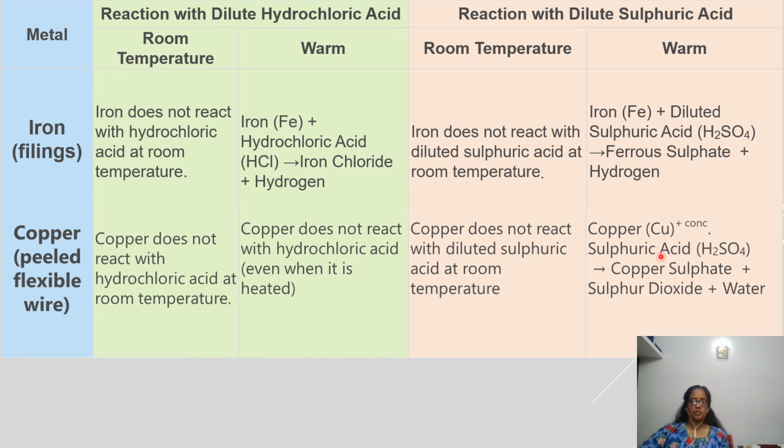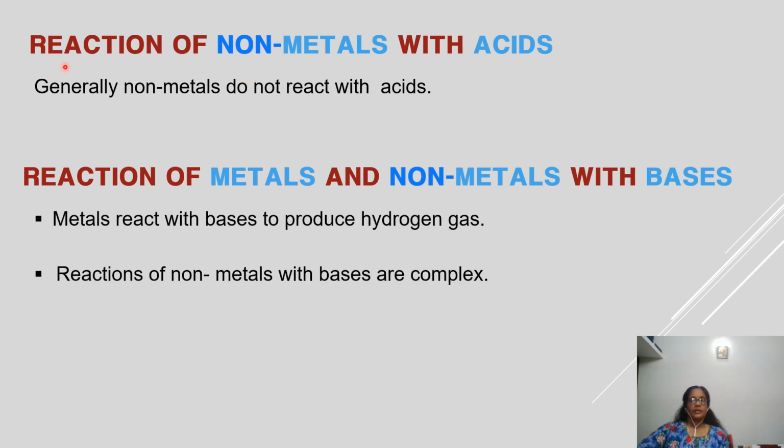And in your table, two more things: charcoal and sulfur. Charcoal means what? That is carbon, a non-metal. And sulfur is also a non-metal. So now we see what the reaction of these acids is with these non-metals. Reaction of non-metals with acids.